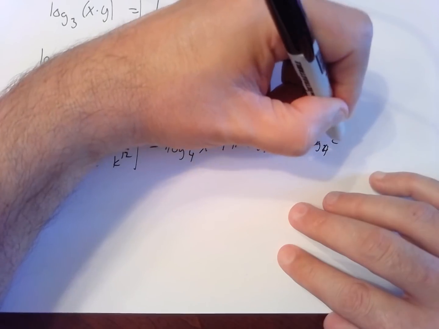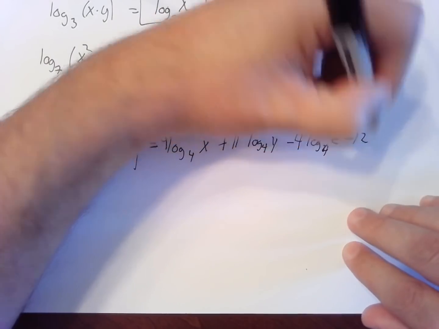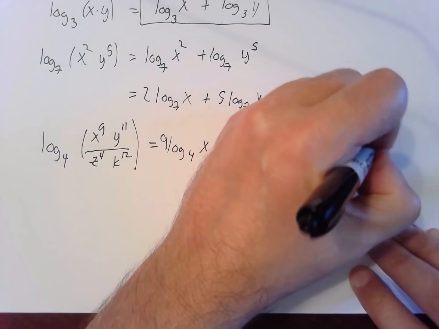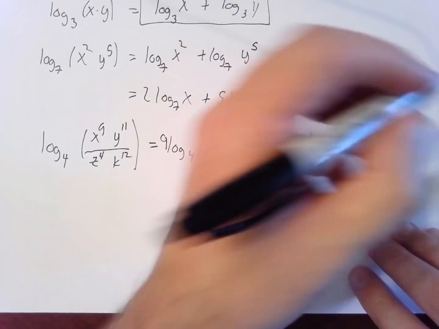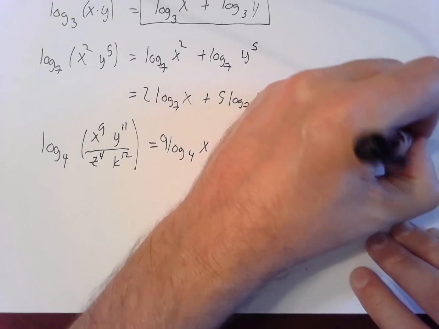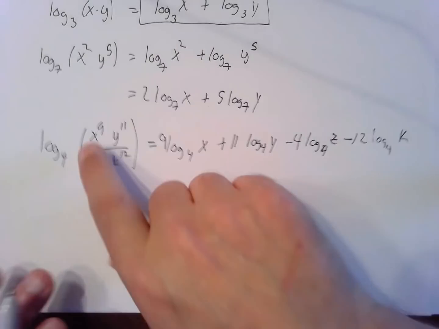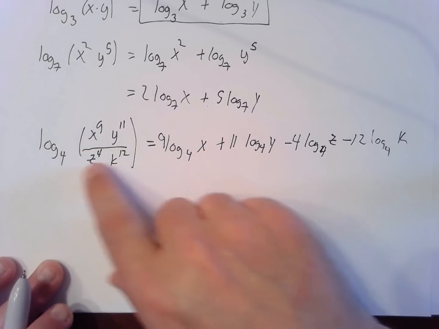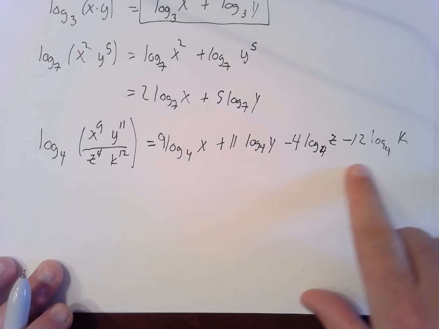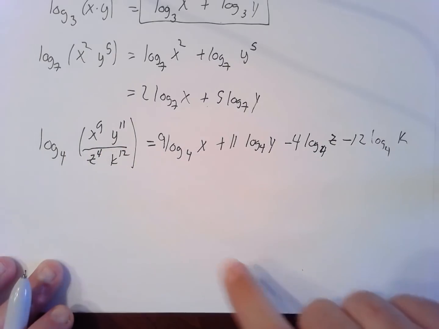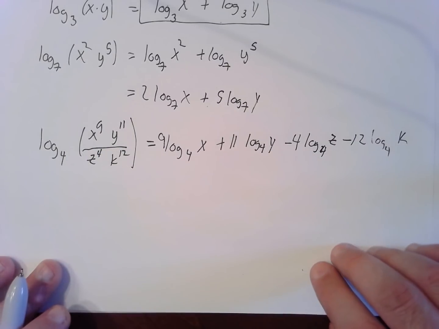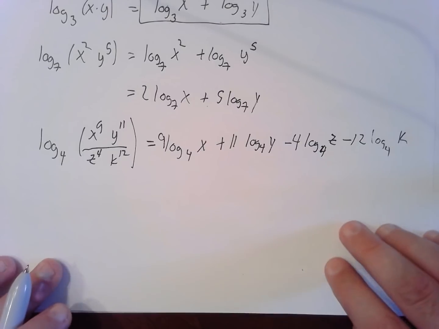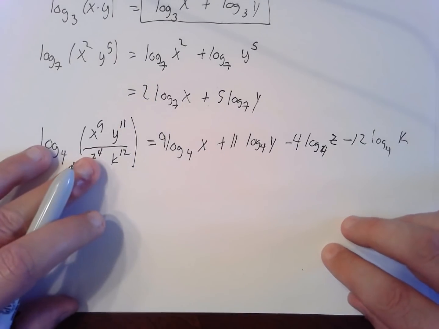Log base 4 of z minus 12, log base 4 of, who was our last guy? K. Anybody on top stays positive. Anybody on the bottom becomes negative. All the powers come down. We get a bunch of pluses and minuses. Okay, this is good practice.